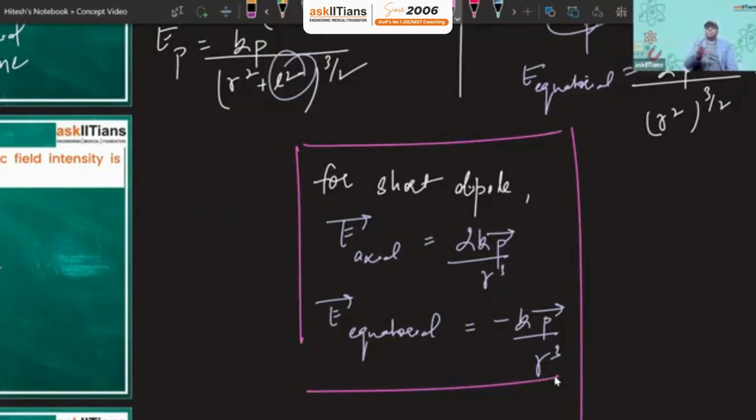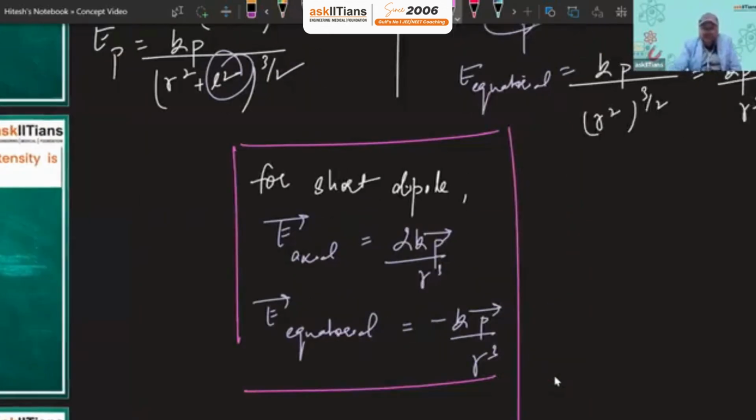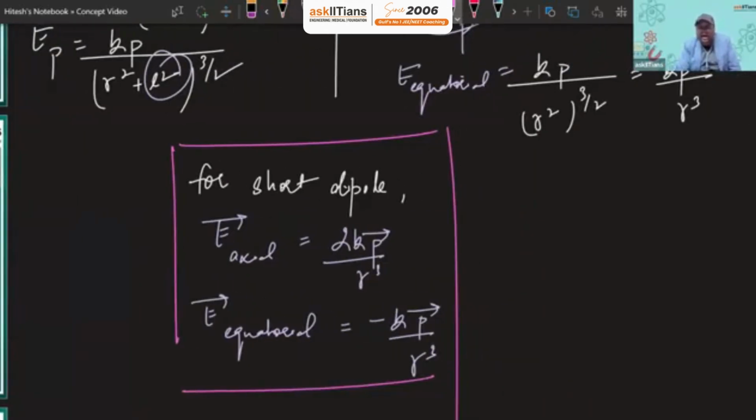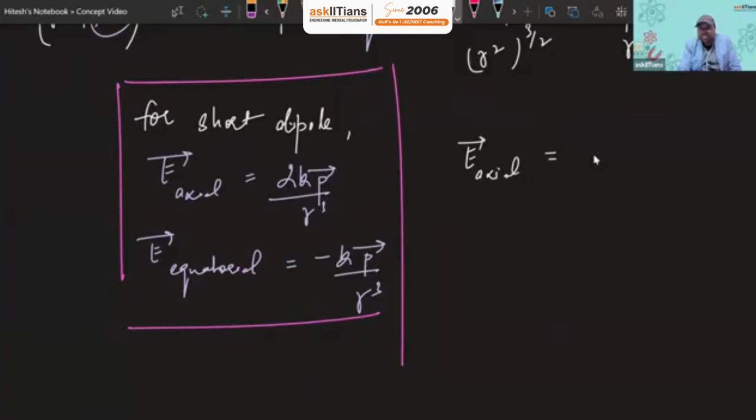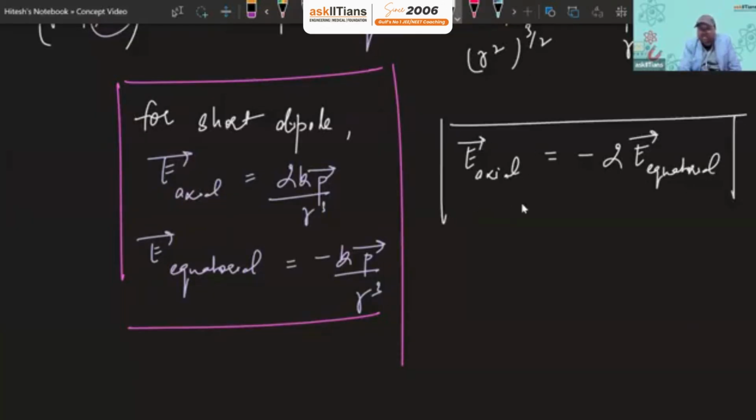Very important. In both the cases, if the R is the same, you can also write it like this: vector E axial is equal to minus 2 times vector E equatorial. So this might come in a one-marker MCQ.